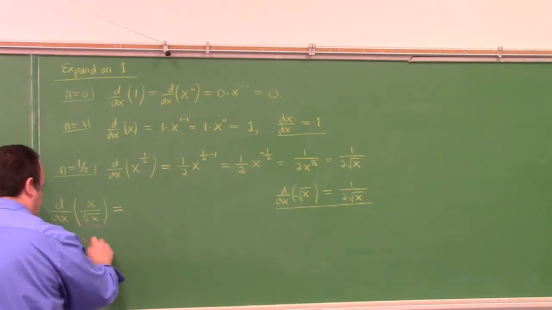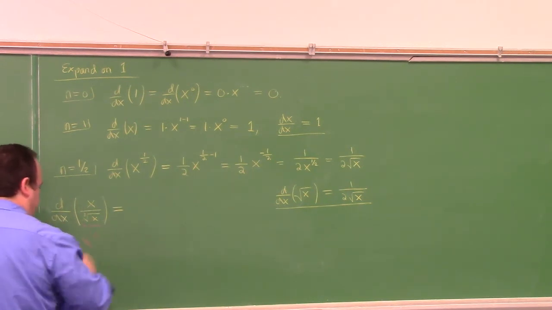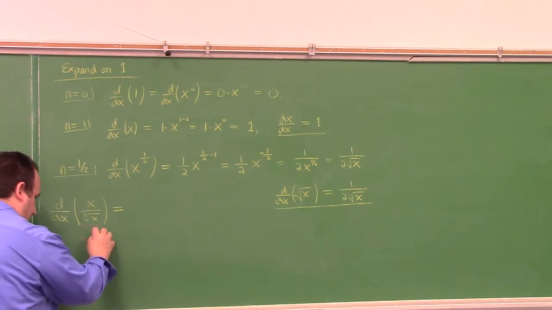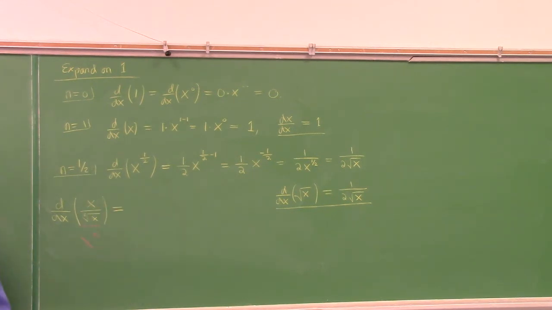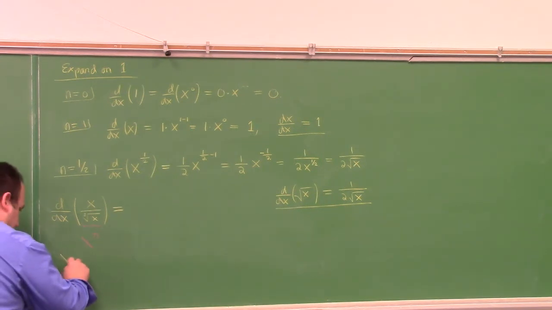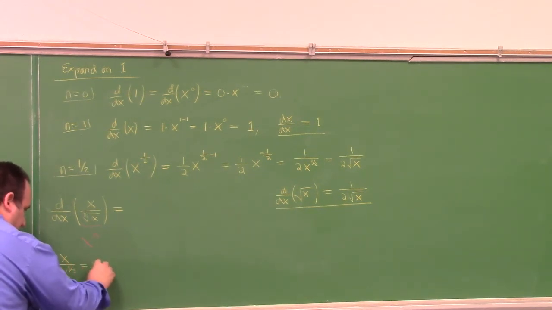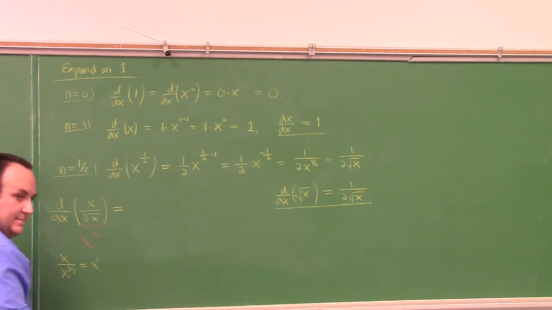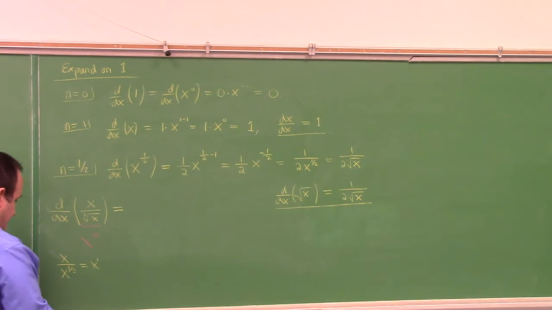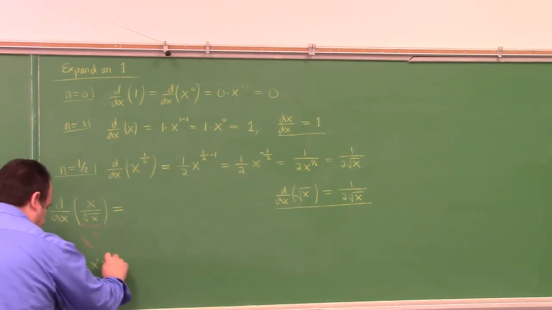I need this to be x to the power n for some n. How can I make that? How can I do algebra here to rewrite that as x to a power n? This is x over x to the 1/3, which is x to the 1 times x to the what? Minus 1/3.